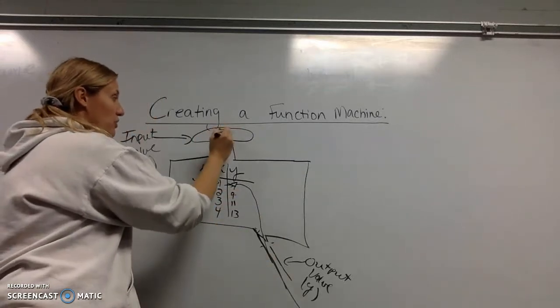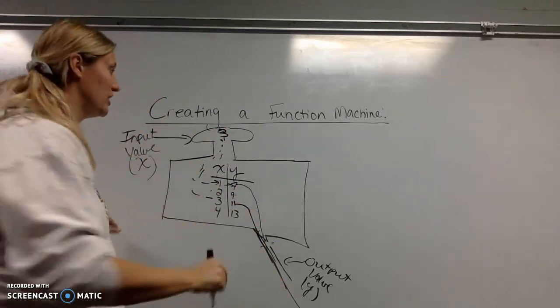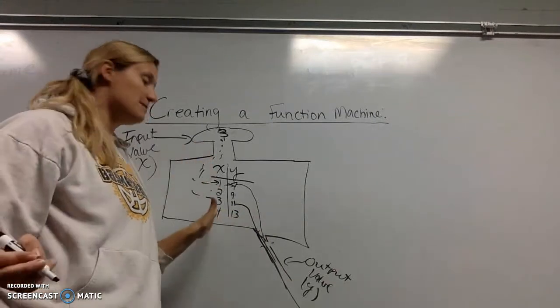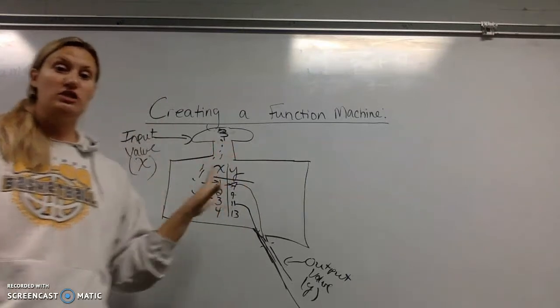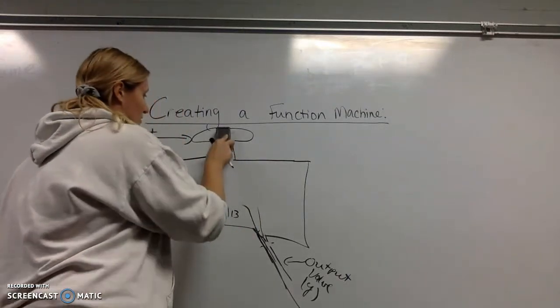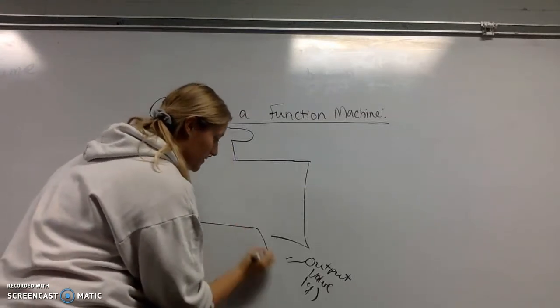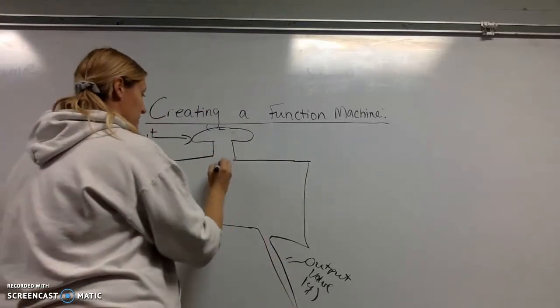The input of 3 is going to give me an output of 11. One input, one output. An input of 4 is going to give me an output of 13. All of the inputs give me exactly one output. My machine continues to run smoothly, so this table is in fact a function. Or, I gotta redraw that, it's getting kind of messy here. If I have, we talked about this table.